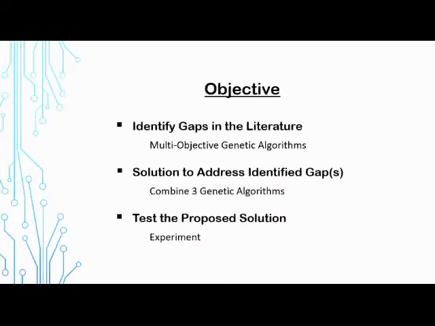of genetic algorithms to component-based software engineering. The objective of the project was to conduct a literature review with a view of identifying gaps in the current research. One of those gaps was identified as the application of multi-objective genetic algorithms to component-based software engineering.